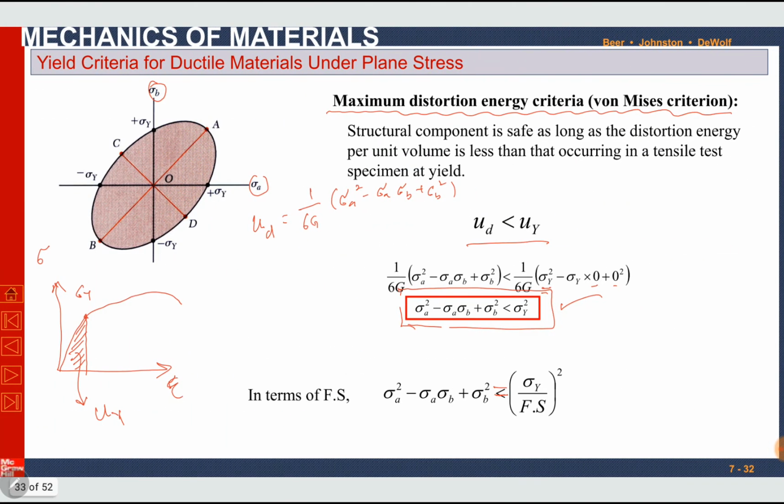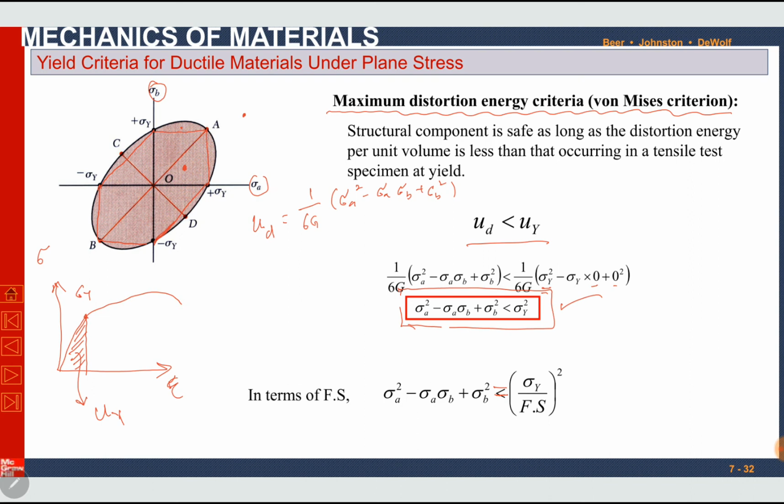If we draw both of them on the same paper, it will be like this. The inside envelope with the red color denotes maximum shearing stress criteria. The outer one denotes maximum distortion energy criteria. Any point inside the envelope, for example this point, is safe as per both the criteria. Any point outside both the envelopes is unsafe as per both the criteria.